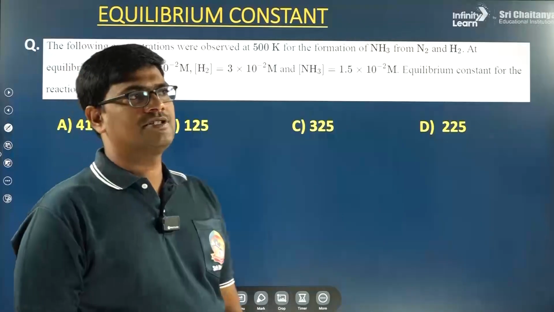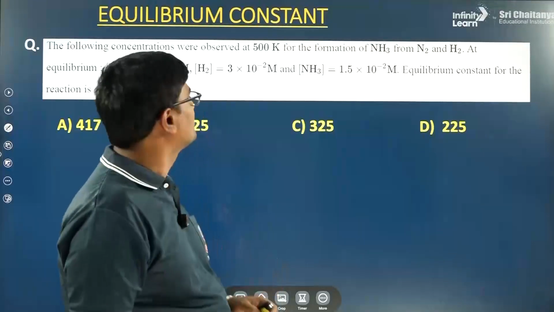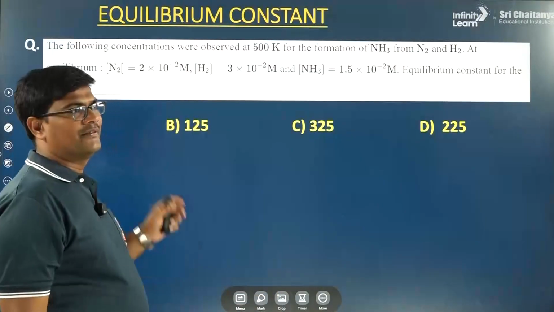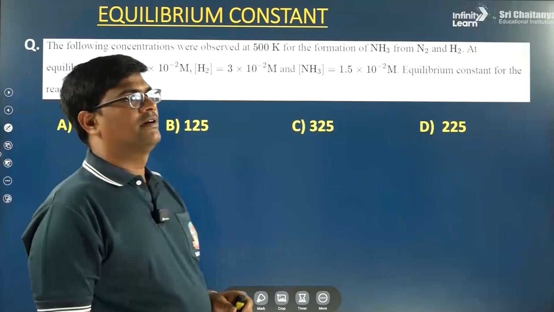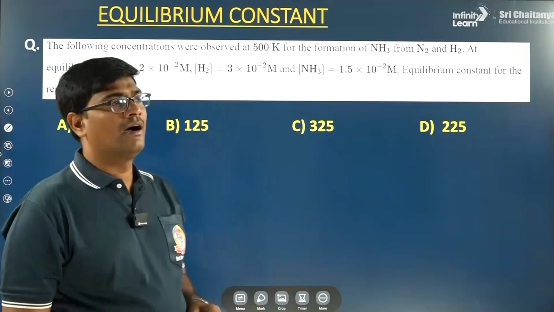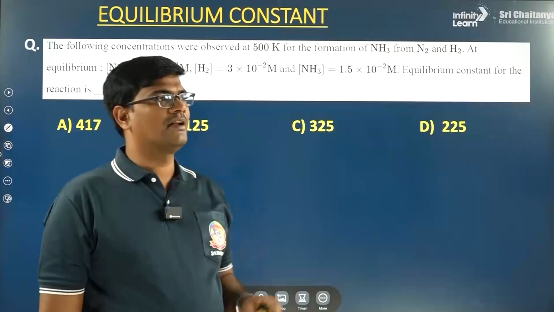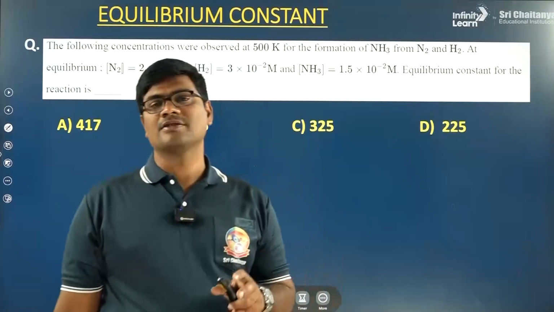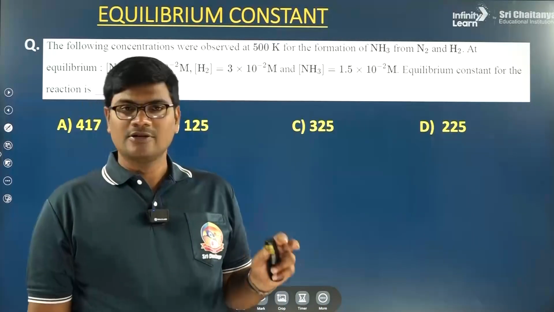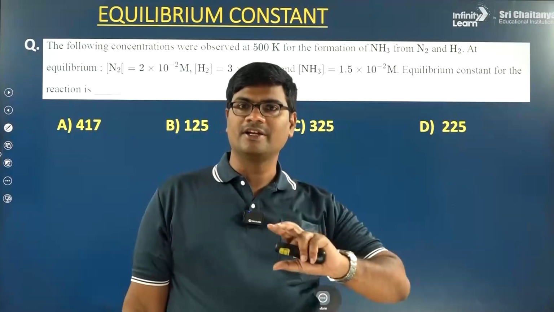Now let's go for the next question, that is related to the calculation of the equilibrium constant only. Look at the question. They have given the following concentrations observed at 500 Kelvin for the formation of ammonia from nitrogen and hydrogen at equilibrium. And we need to identify the equilibrium constant value Kc. This looks easy. The only difference is here we need to do the numerical. It takes time, that's all.